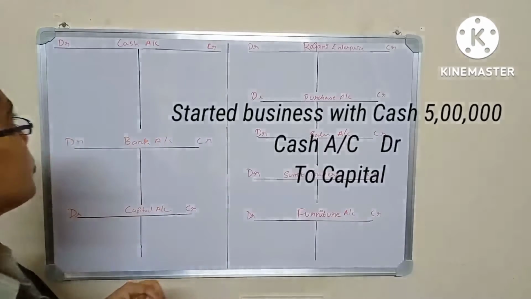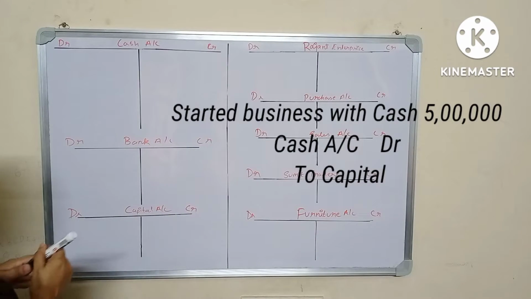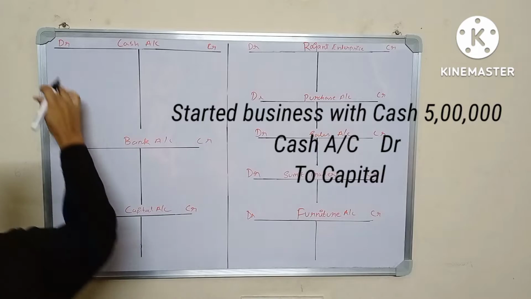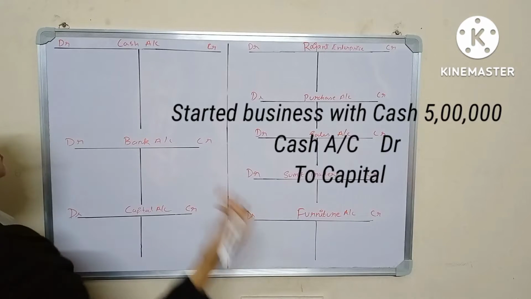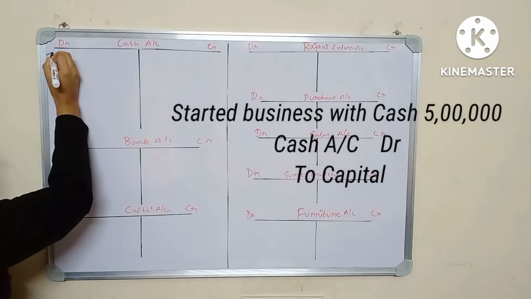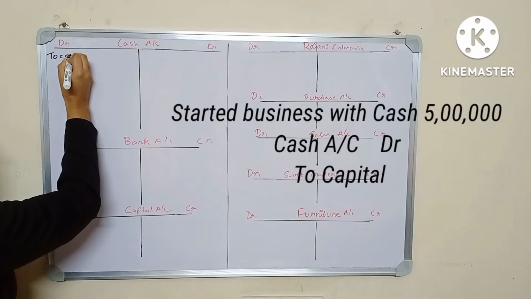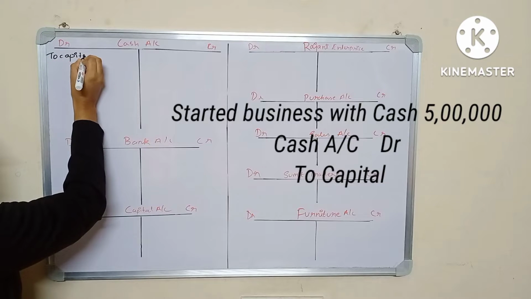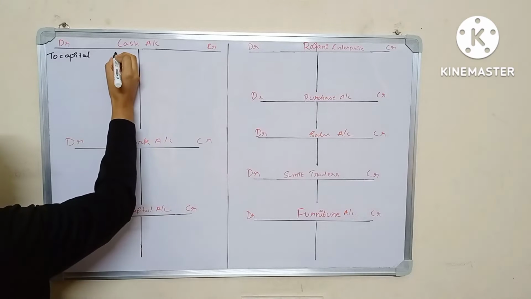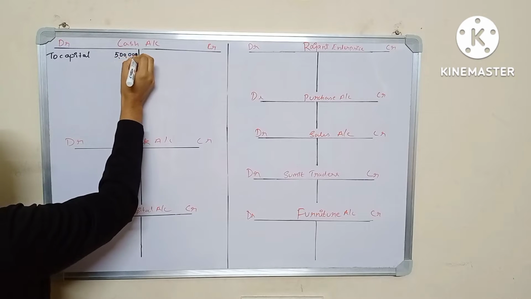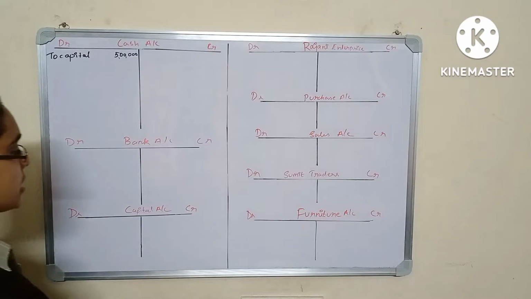So you will go to the cash account, and you have debited it, right? So you will go to the debit side and write the other aspect, which is capital. So you will write "To capital." And how much is the amount? 5 lakh. So you will write 5 lakh here.